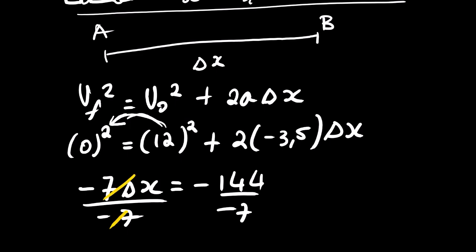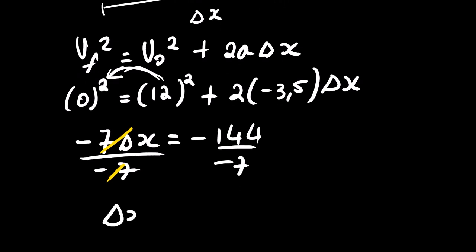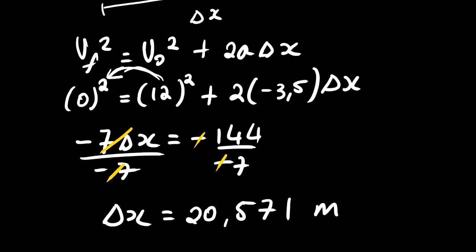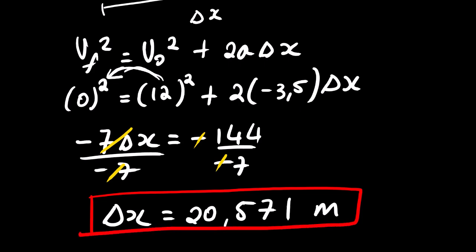This will result in 1 multiplied by change in x, so change in x is equal to, the negatives get rid of each other, and 144 divided by 7 is 20.571 meters. So this is the answer to question A.